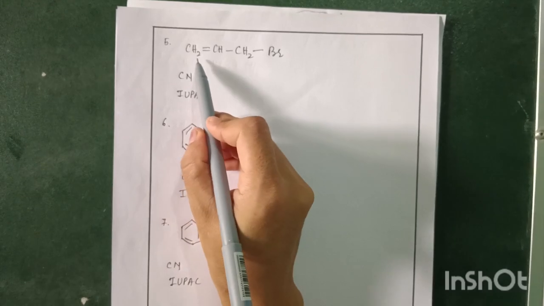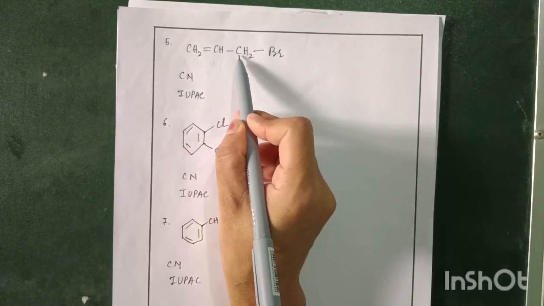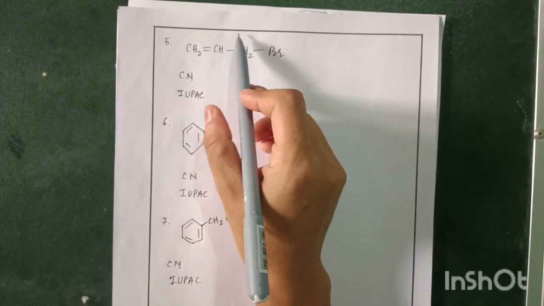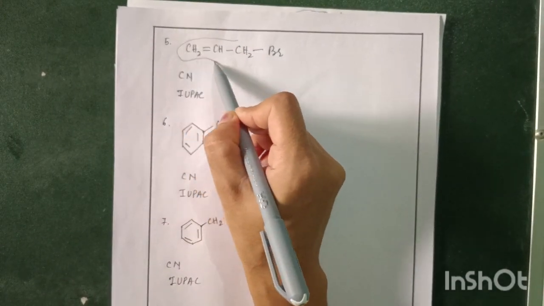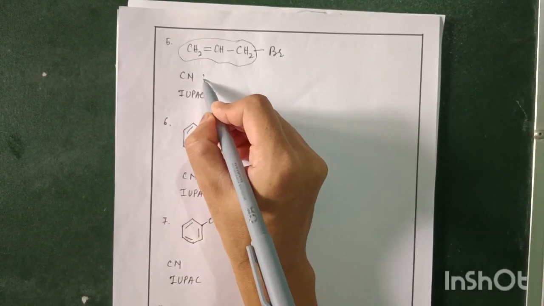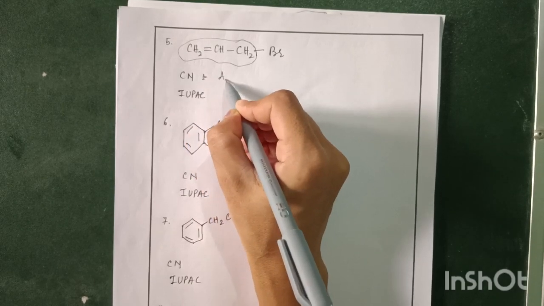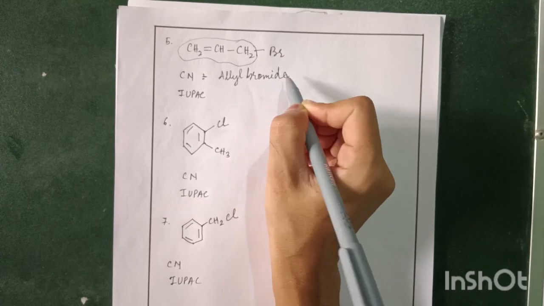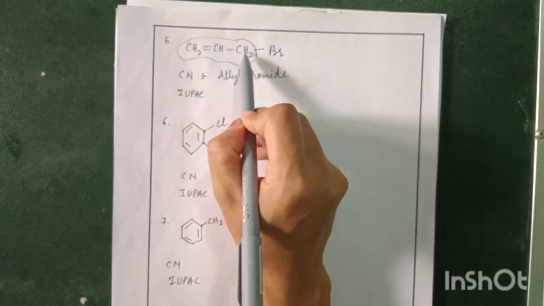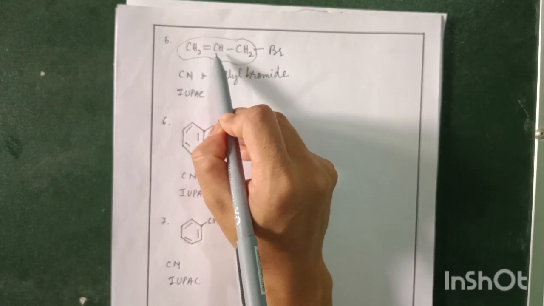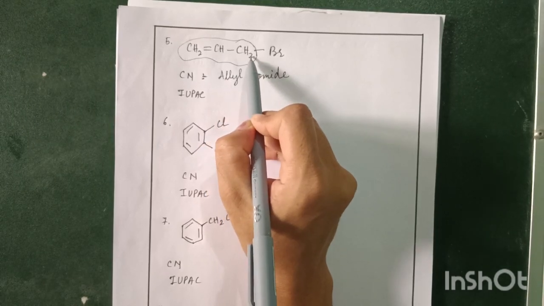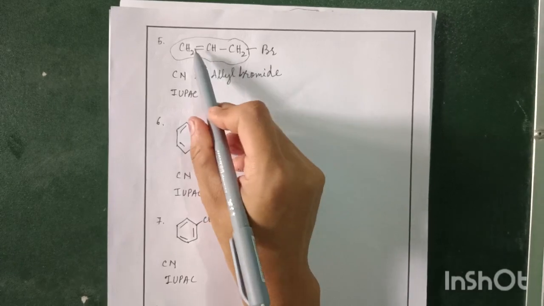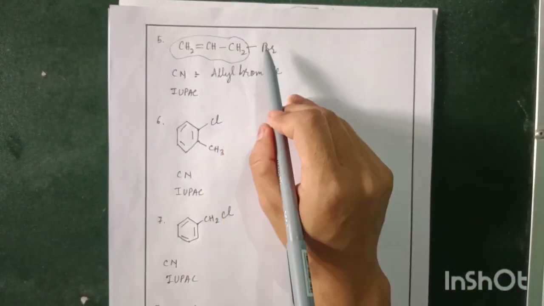In this case, we have how many carbons? 3 carbons, and one is double bonded. Whenever it is in this form, this is called your allyl. So allyl bromide. We will call it allyl bromide. Remember, you have to know this structure: CH2 double bonded CH, then a single bond CH2 attached with the functional group Br. This part is called your allyl group, and this is bromide.